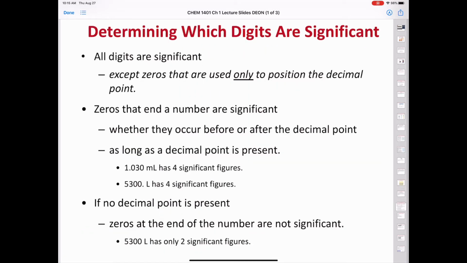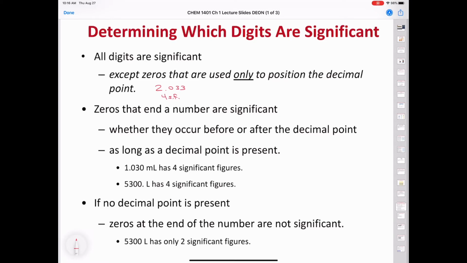When you take a measurement or use one in a calculation, you must know the number of digits that are significant. All digits are significant except zeros that are used only to position a decimal point. Sometimes I call those leading zeros. So let's say we had the number 2.033. There is a 0 in the number, but it's not used to position a decimal point. It's sandwiched in between two non-zeros. And so this number has a total of 4 significant figures.